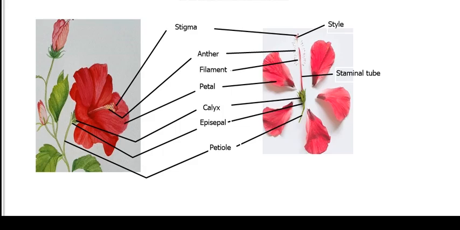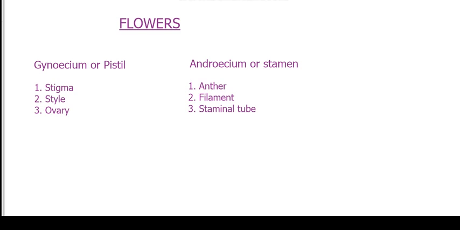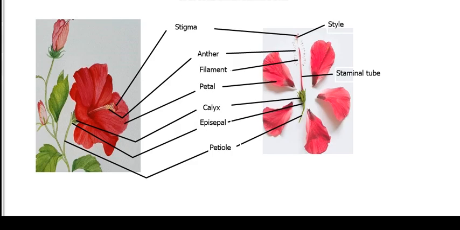The essential floral parts are the male and the female system of the flower. The female system is called the gynoecium or pistil. It comprises the stigma, style, and the ovary. As you can see in the diagram of the hibiscus flower, these parts include the stigma, which is this, as you can see from the label.